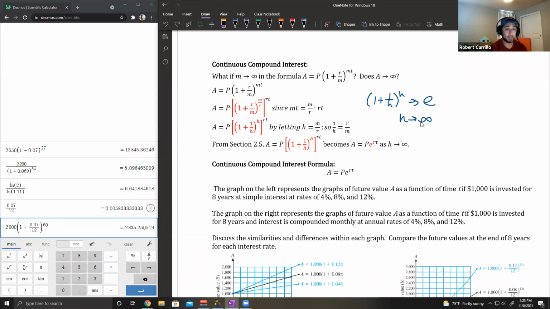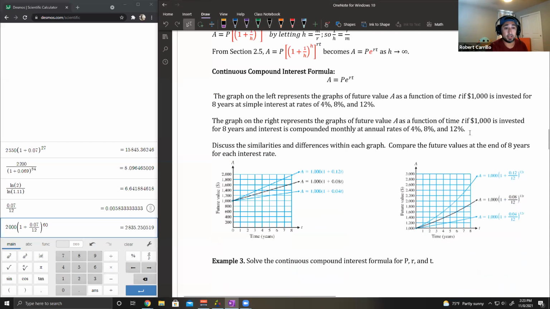So after all that manipulation, we see that this whole expression becomes e, and we get continuous compound interest: A equals P times e to the RT, as long as h heads towards infinity. So here's where that famous formula PERT comes in, used in a bunch of business models. So, continuous compound interest.